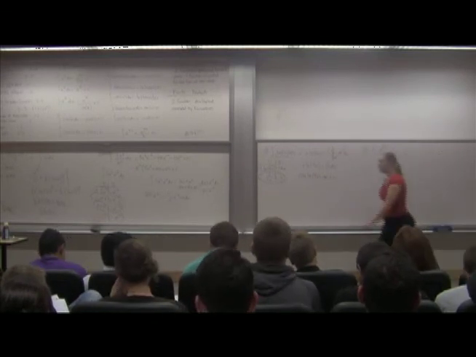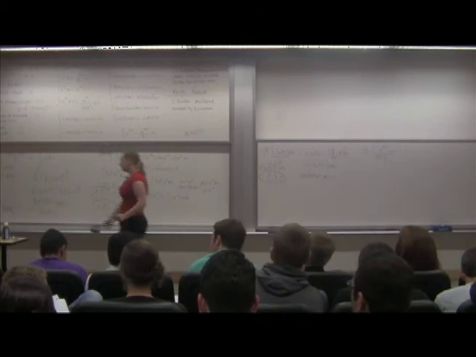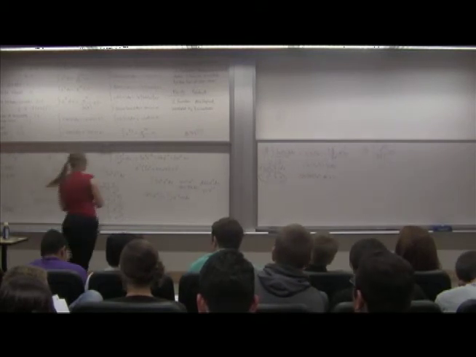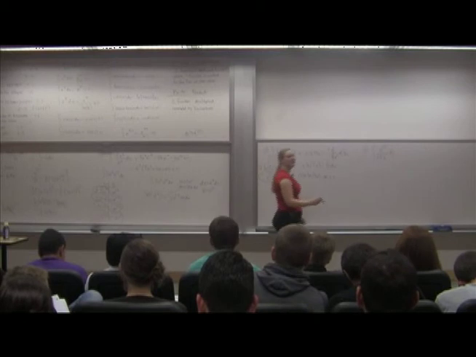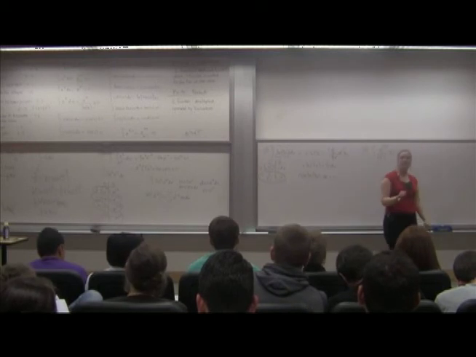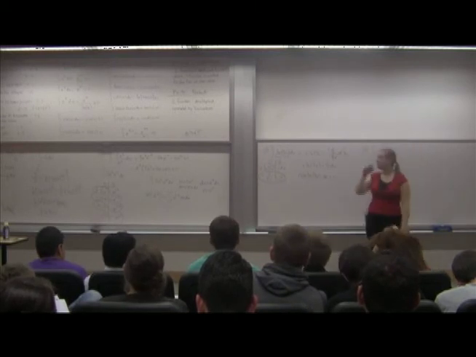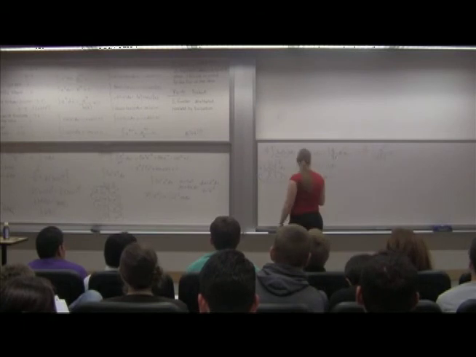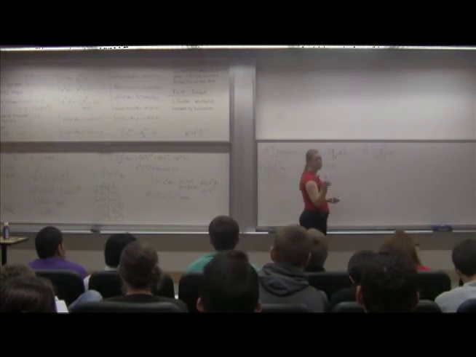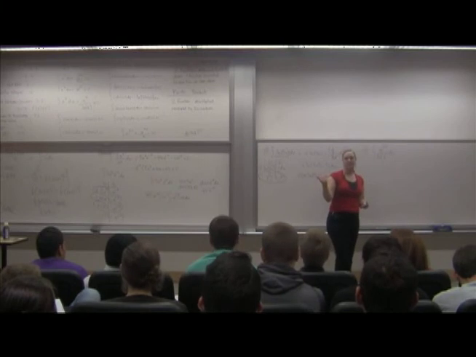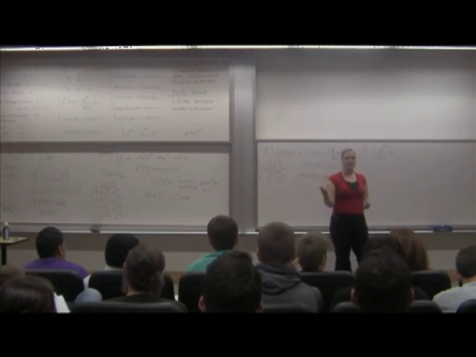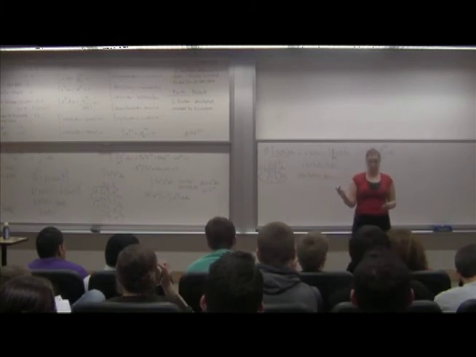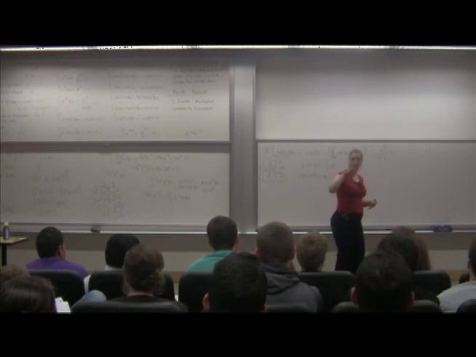I need another color. Do you remember the rules I gave you for U sub on how to pick U's? So we wanted to find, do we have any logs? That's our first priority. That's our U if we have it. Do we have any exponentials? Yes, we do. If we have exponentials, the whole power is our U.